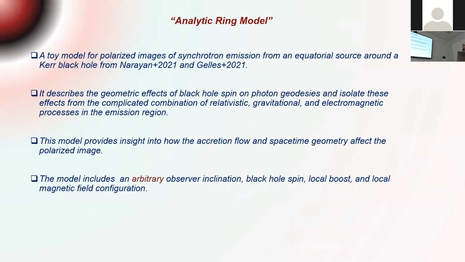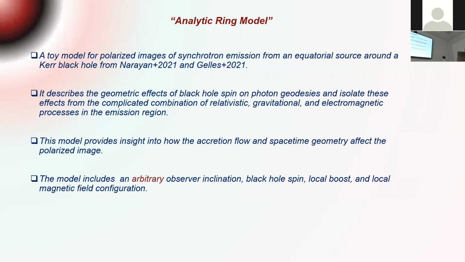So what we can do is very quickly go through this analytic ring model. Thanks to all of the folks that I just mentioned a few times, they did an amazing job. They studied a toy model for the polarized image of synchrotron emission from an equatorial source frame around the supermassive black hole, especially in Gilles et al.